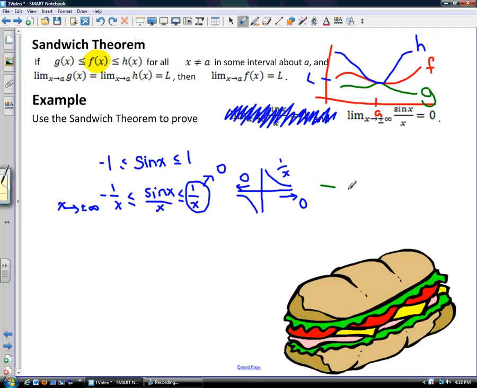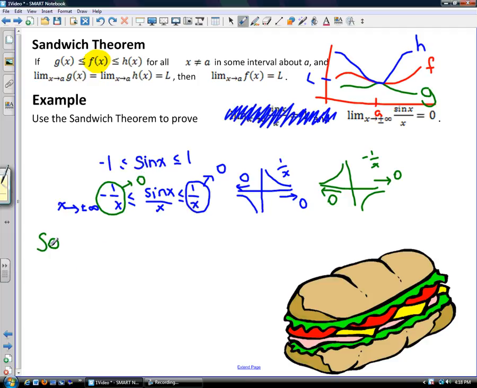In a new color, I have -1 over x, and it's going to do the same thing. As I go to infinity, my function is going to 0, and as I go to negative infinity, my function is still going to 0. So this function also goes to 0. And since sine of x over x is between -1 over x and positive 1 over x, well then this one must also go to 0, right? Because between 0 and 0, all we have is 0.